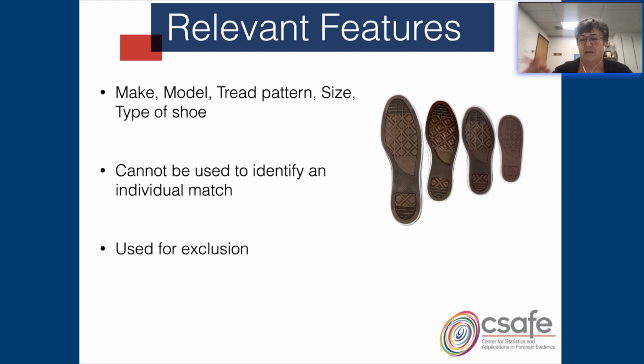But in order to say whether this exact same shoe made an impression, you can see that these relevant features are not going to tell us that yet. So we can't use these relevant features to identify an individual, but they are subclass characteristics. So we can use different subclass characteristics to exclude.